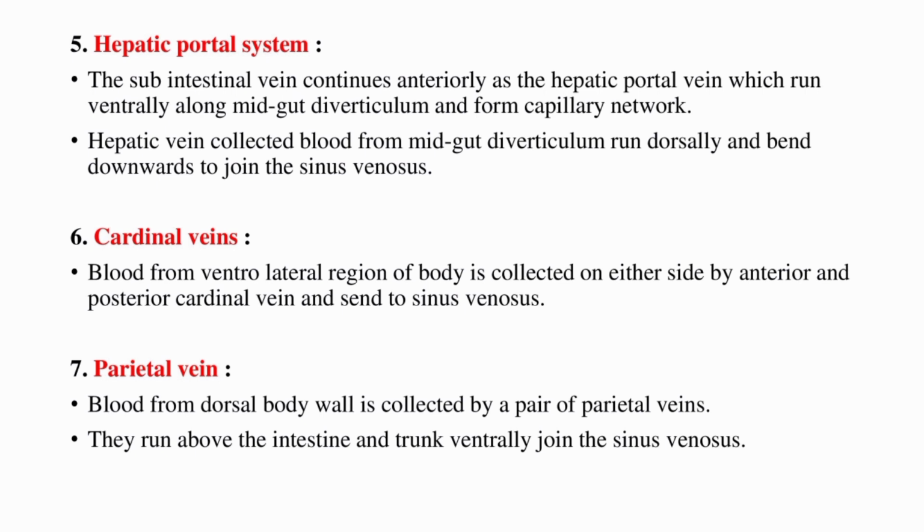Sixth one, cardinal veins. Blood from ventrolateral regions of the body is collected on either side by anterior and posterior cardinal veins and sent to the sinus venosus. The seventh one, parietal vein. Blood from the dorsal body wall is collected by a pair of parietal veins. They run above the intestine and trunk, and ventrally join the sinus venosus.